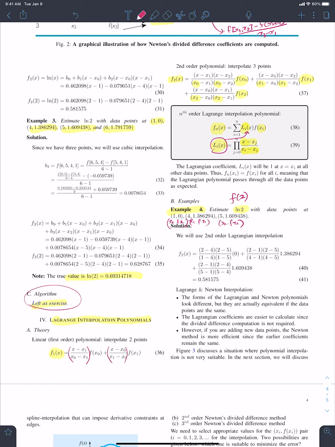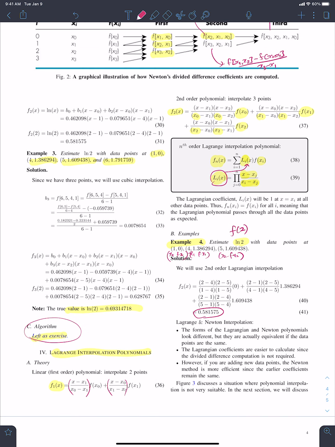You can check it again. For example, what is the second order approximation of Newton's? It is 0.581575, so you got the same result. If the points are the same, that's another point here. The forms of the Lagrange and Newton interpolation look different, but they are actually equivalent if the data points are the same. That's important. That's how we got the same answer, because they are indeed the same.